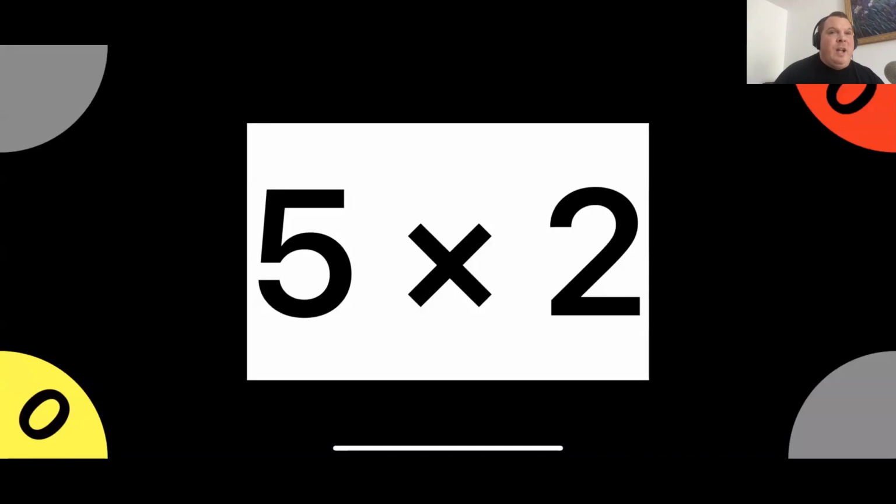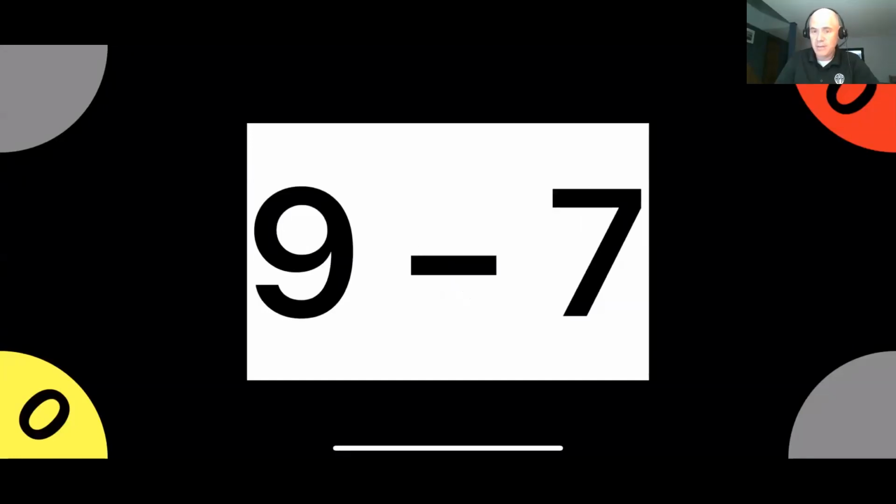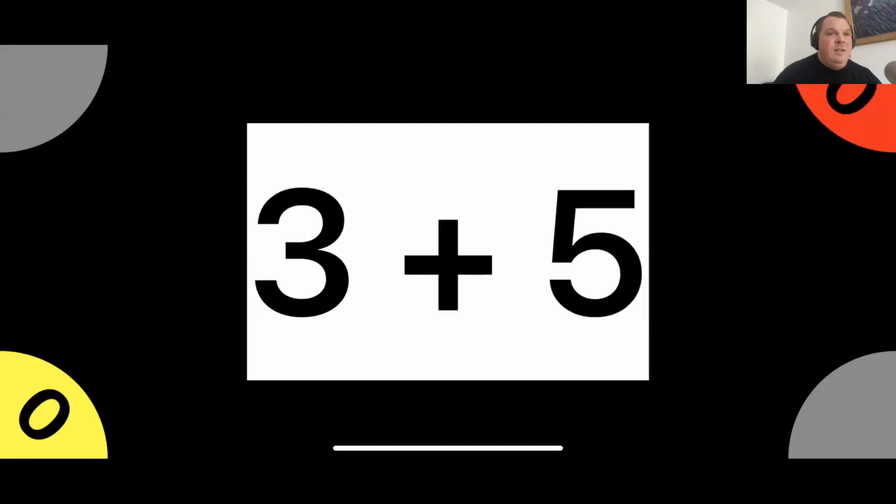Now, Sully, remember, just clap on 4, 7, and 11. 9 minus 7. So we got 9 minus 7. 3 plus 5.